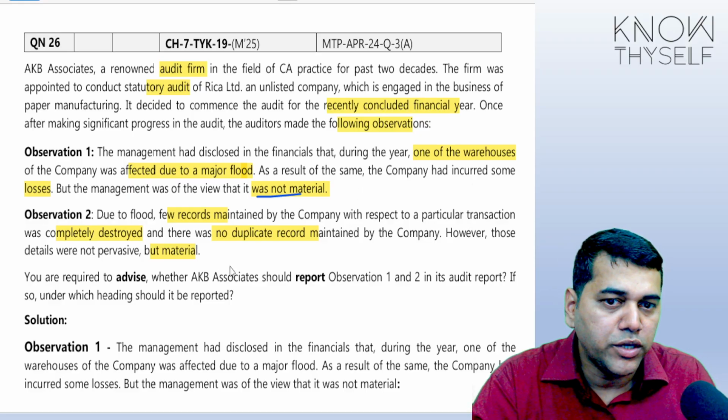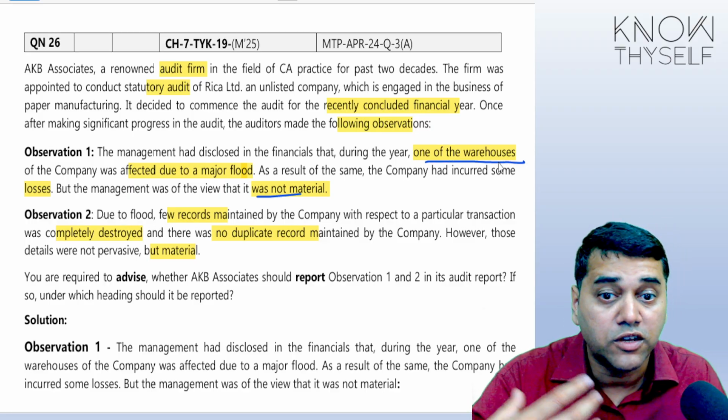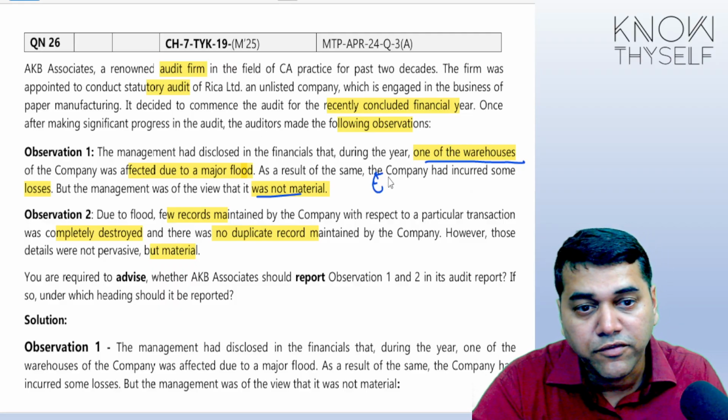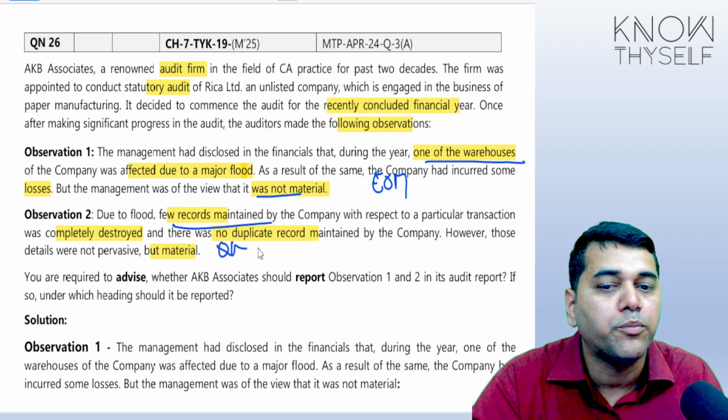So what you may end up doing, if it is not material, but if you feel that warehouse destruction is one of the very fundamental things that is going to affect the operations, you can give this as an emphasis of matter. But since you don't have any records maintained, this will be the qualified opinion.